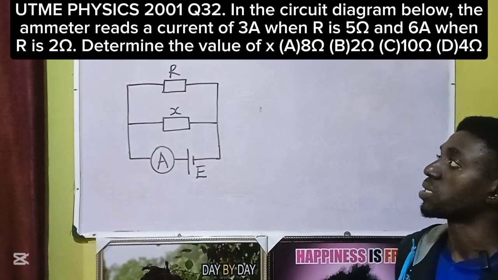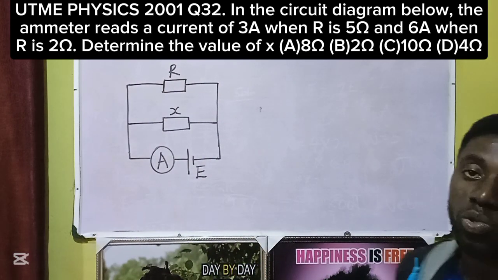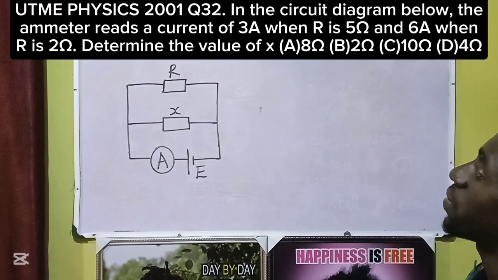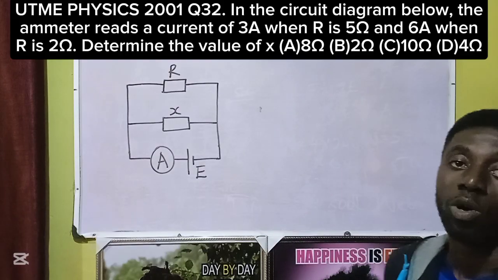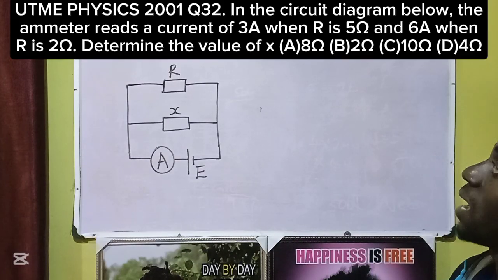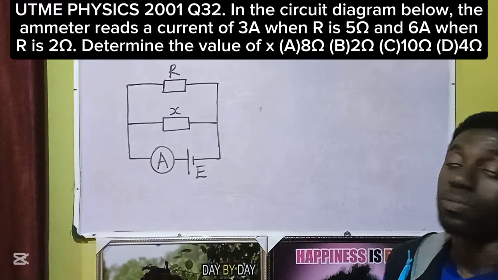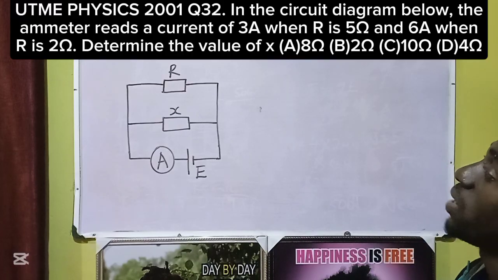JAMB past question 2001, question number 32. In the circuit diagram below, the ammeter reads a current of 3 amps when R is 5 ohms and 6 amperes when R is 2 ohms. Determine the value of X.